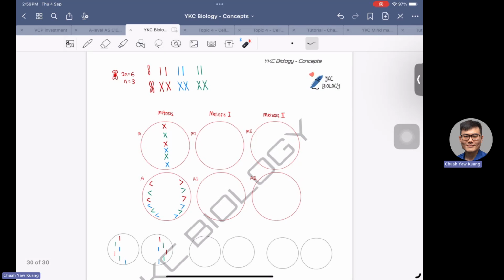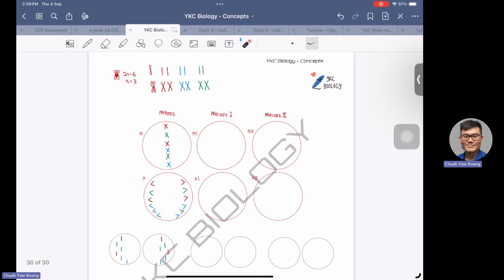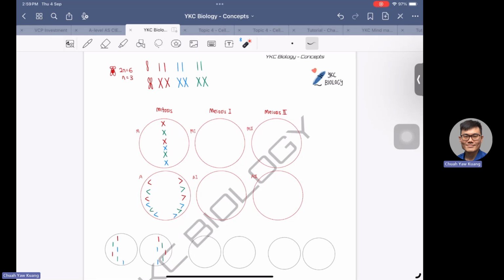Now compared to the meiosis. In meiosis 1, it starts with a diploid cell as well, which is 2n equals 6. Same thing, before the cell can undergo meiosis 1, it has to undergo the G1 phase, then the S phase, then the G2 phase. So in the S phase, the replication of the DNA occurs. That's why at the beginning, the diploid cell also has these homologous chromosome pairs.